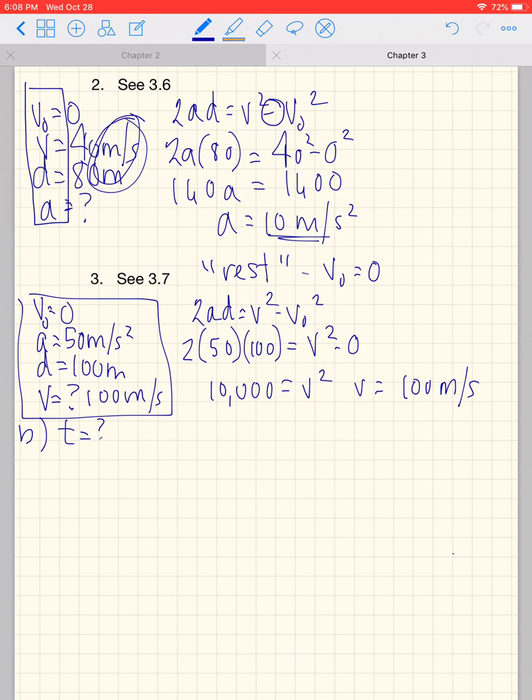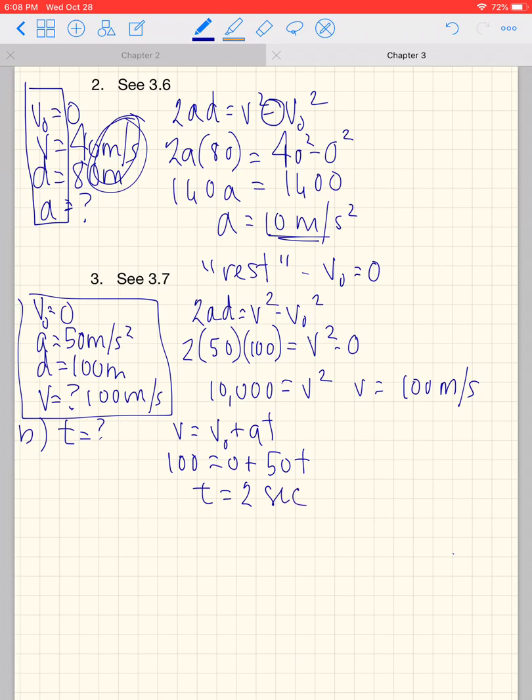And I'm going to use V is equal to V naught plus AT. It's just, to me, it's the simplest. V is equal to V naught plus AT. And the reason I like it is, first of all, because I have 0 in there that I get to cancel out. So it's 100, that's my V, is equal to 0 plus 50t. Okay, that one's pretty simple. T is equal to 2 seconds.